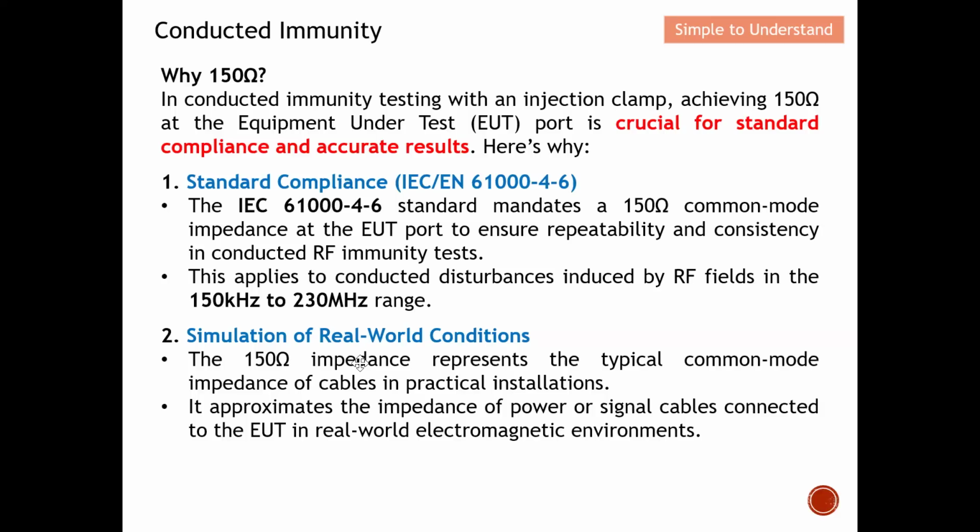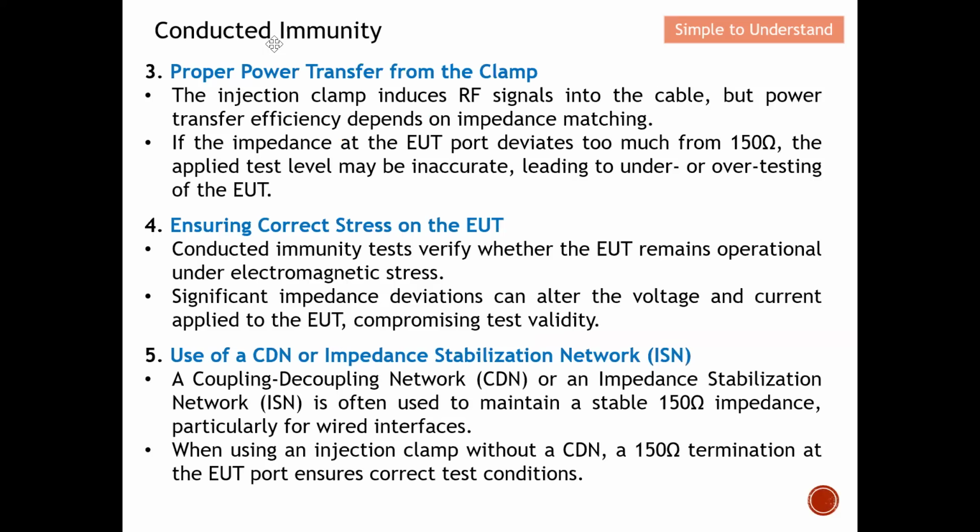Okay, let's come to another three more. One will be the proper power transfer from the clamp. The injection clamp actually induces the RF signal into the cable, but power transfer efficiency depends on impedance matching. Because of the impedance matching, we need to match 150 ohm to 150 ohm. Hence, we need to ensure proper power transfer, or maybe maximum power transfer, from the clamp. So we need to ensure compatibility because of impedance matching. This is also another reason why the EUT port needs to be 150 ohms.